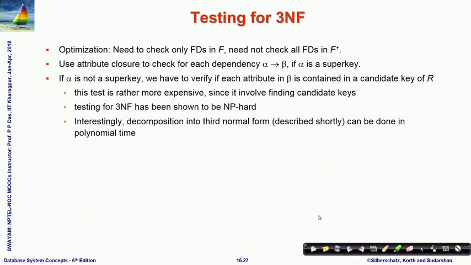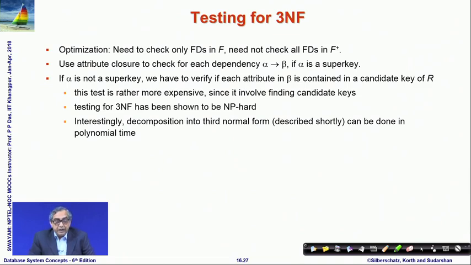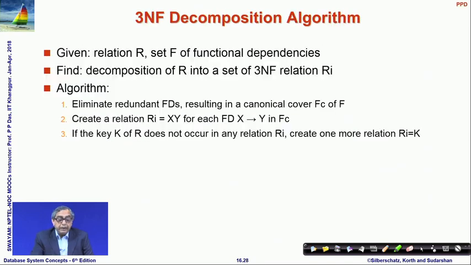So, naturally there are different algorithms. First, the question is, can you test if a relationship is in third normal form? I will not go into the details of that, and the computer science result here is that testing for third normal form is an NP-hard problem. So, there is no known polynomial time algorithm for that, but the interesting thing is that the decomposition can be done very simply in polynomial time.